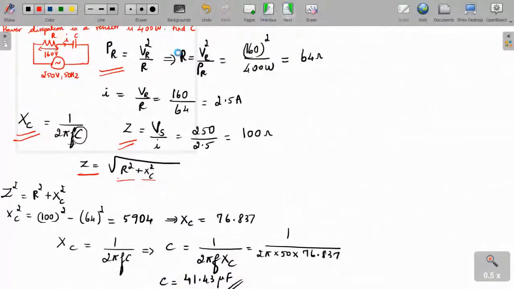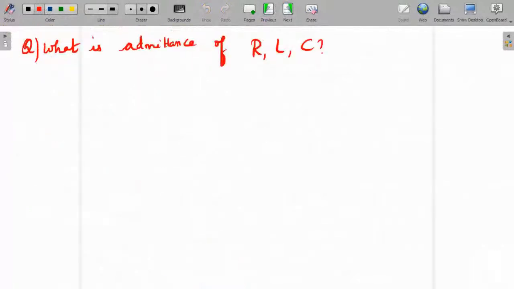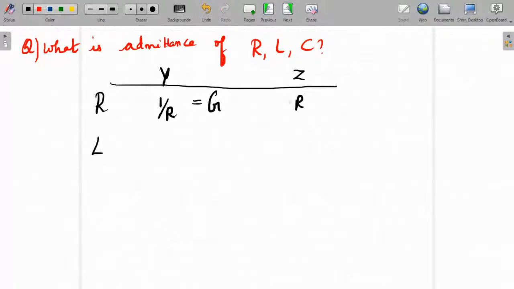Next, what is admittance of RLC? Yes, so admittance, impedance na நம்ம Z சொல்லுவோம். So admittance na Y. So for R, for resistance, what is admittance? It is 1 by R, or you can tell it is G, conductance. Similarly for L, impedance க்கு நமக்கு தெரியும் J omega L. அப்ப admittance க்கு obviously 1 by J omega L.